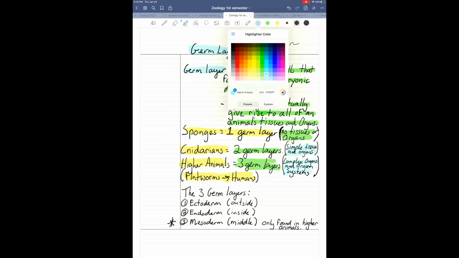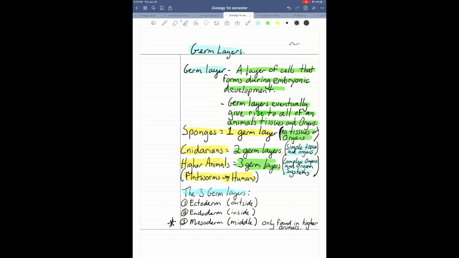Now, germ layers, of course, have different names. And there's the three, and the first one that I'm going to say is ectoderm, and that prefix ecto means outside. There is also the endoderm, and endo means inside, and there's also the mesoderm, and meso means middle.